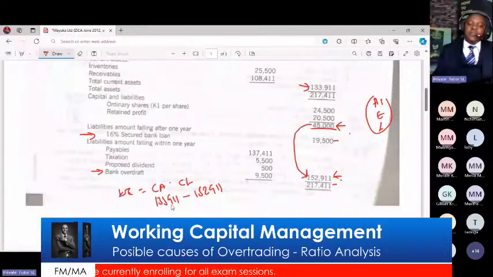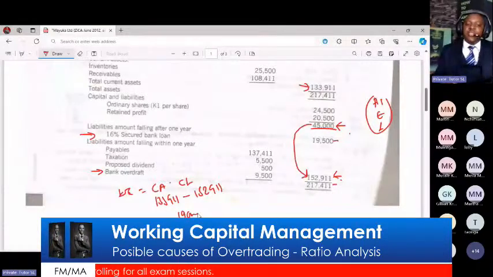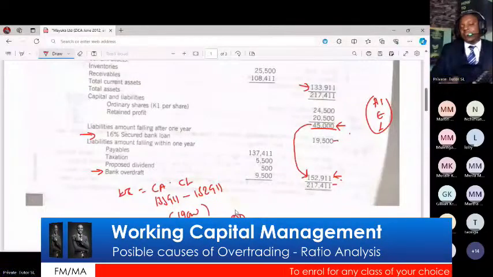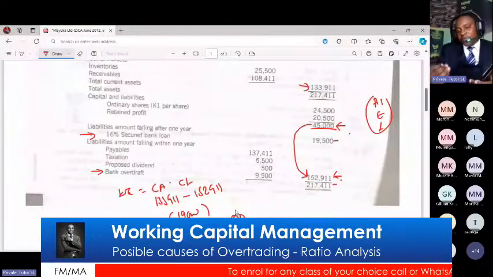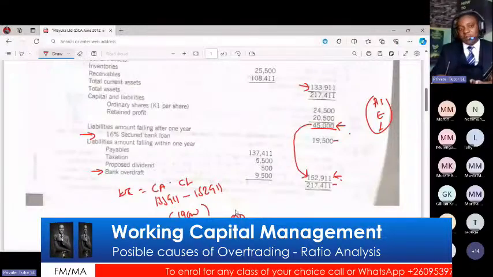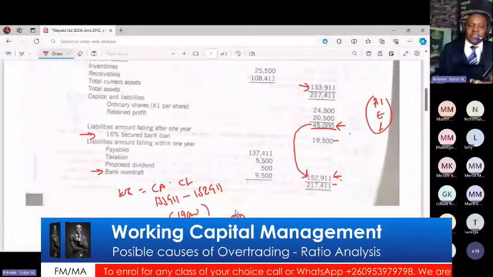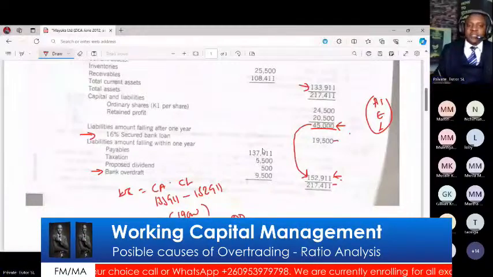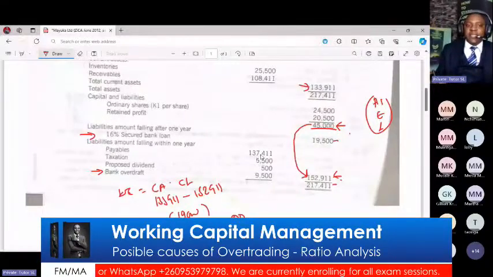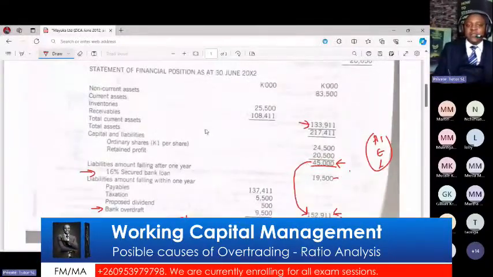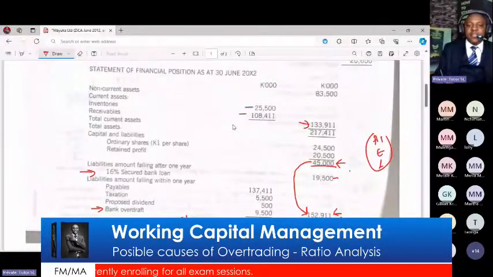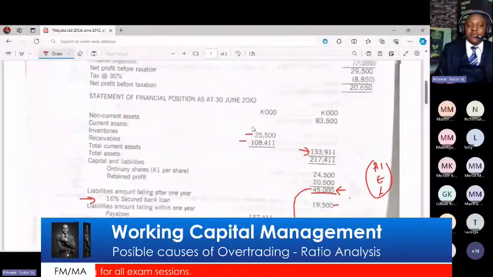19,000. So for these people to survive, they're going to need an overdraft because they don't have money to sustain their daily activity. They have a negative balance. So you can tell from the capital structure that this company is overtrading. And something that's going to shock you is that they have a lot of assets, but most of those assets are being funded by debt. Look at the inventories and receivables. You can see they're not even being efficient in the receivables.